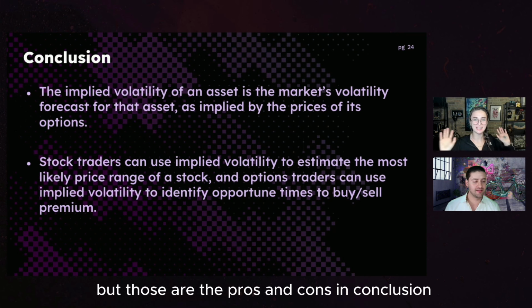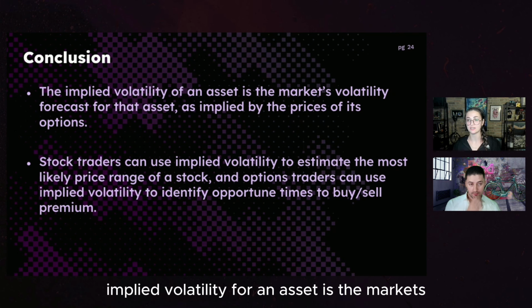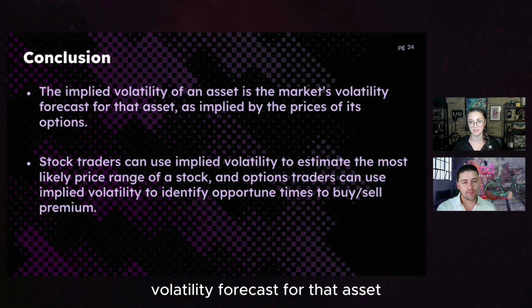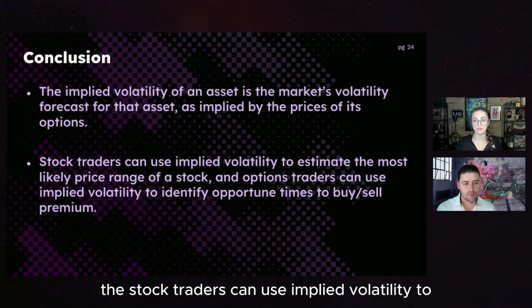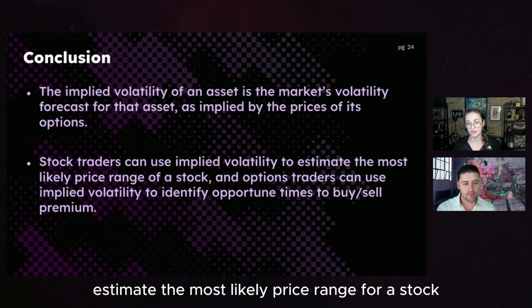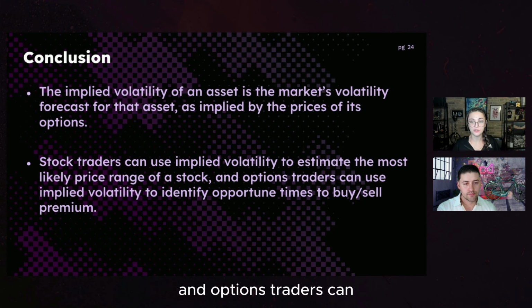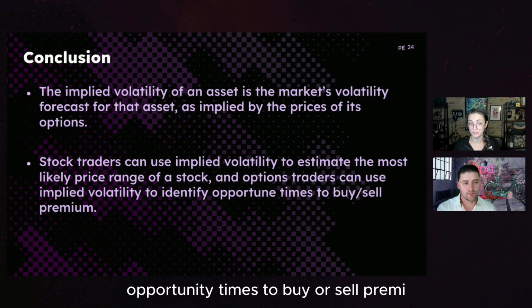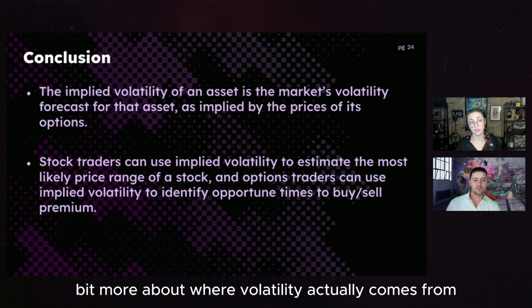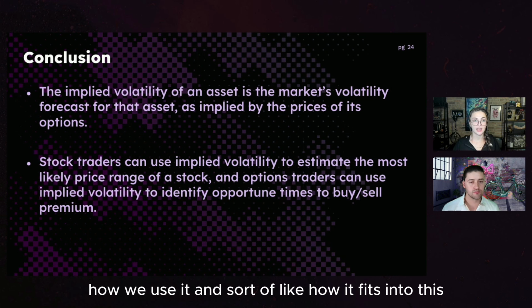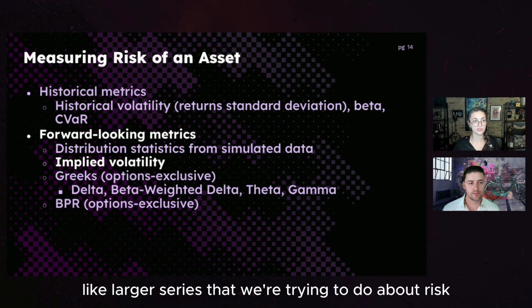In conclusion, implied volatility for an asset is the market's volatility forecast for that asset, implied by the prices of its options. So stock traders can use implied volatility to estimate the most likely price range for a stock, and options traders can use implied volatility to identify opportune times to buy or sell premium. I hope this showed you a little bit more about where volatility actually comes from, how we use it, and how it fits into this larger series that we're doing about risk.